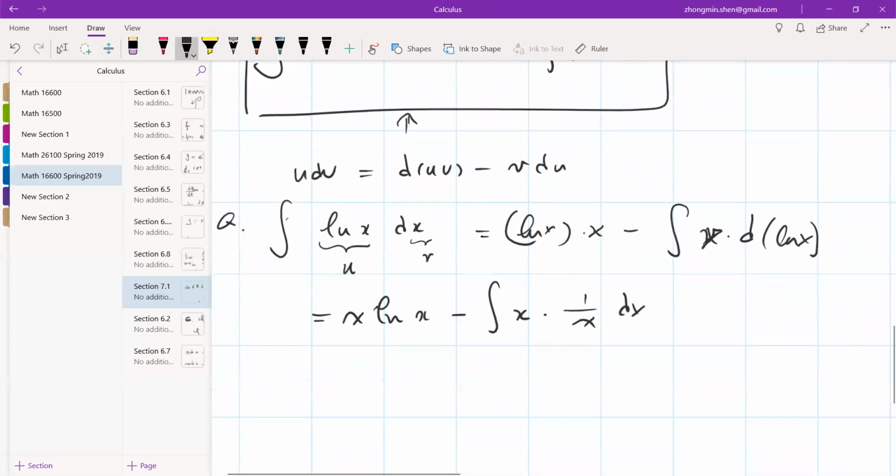Then it's easy to solve the problem. This is just one-to-one. It's x natural log of x minus x. Don't forget the constant there. So that's it.